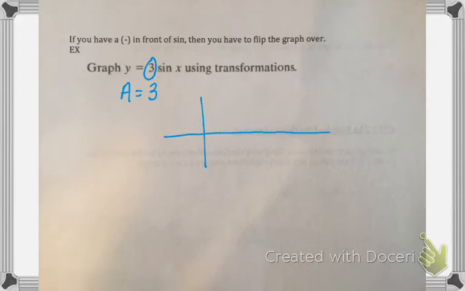Okay, what I want you to do from here on out is, there's 4 key points for the original sine graph. They are pi over 2, pi, 3 pi over 2, and 2 pi. Those are your 4 key points. And once again, our graph goes up to positive 1 and negative 1. So x is my angle, y is my value at that angle.